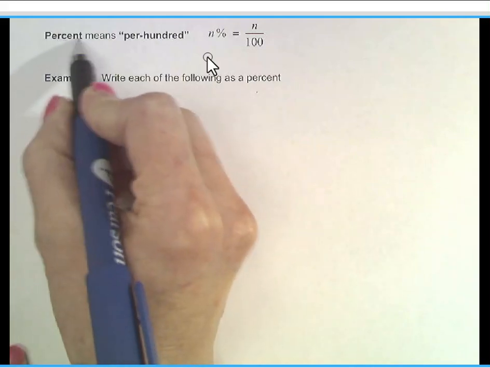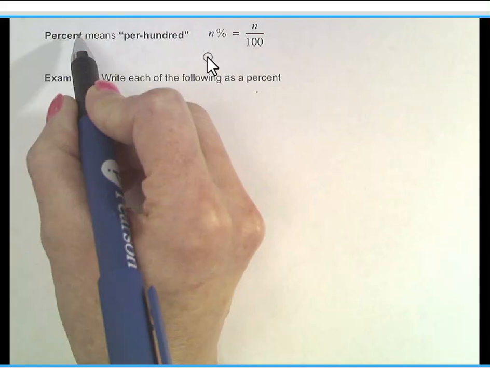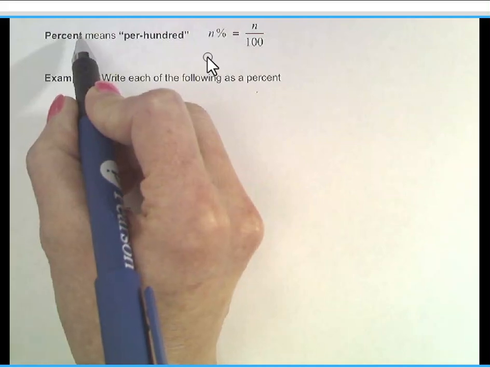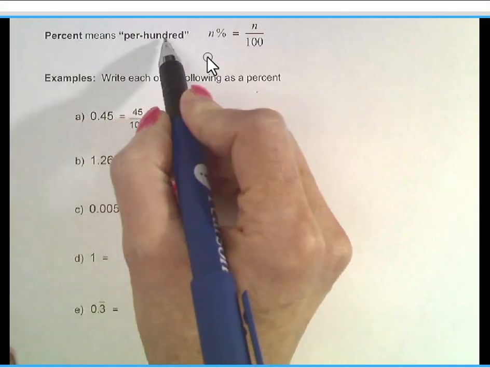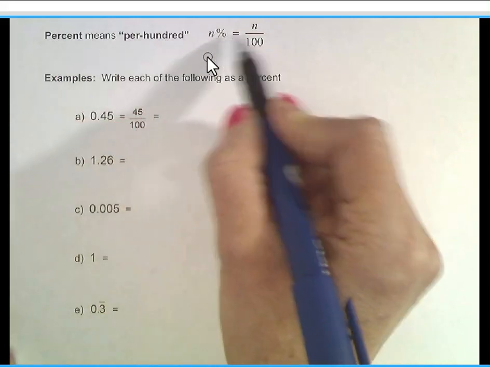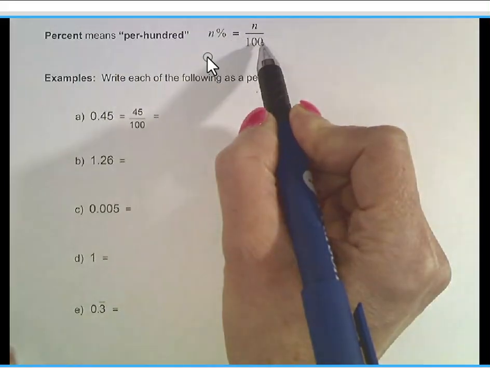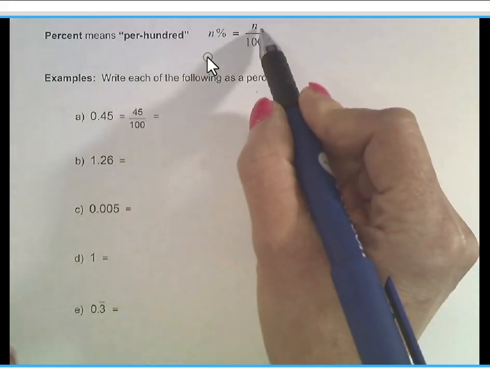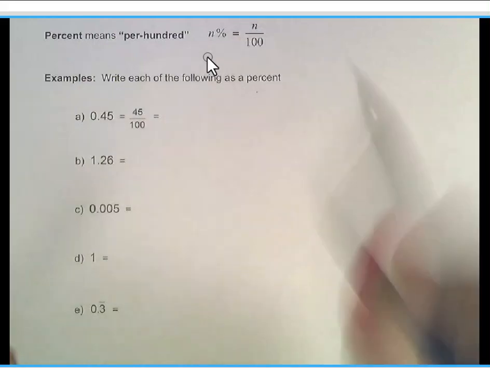And then cent, the root of that word, like century has 100 years. In a dollar, we say there's 100 cents, like the pennies, it's 100 cents. So cent means 100, so per cent means per 100. So if you have n percent, it means n divided by 100. So if we could write a number as a fraction over 100, the numerator would be the percent.